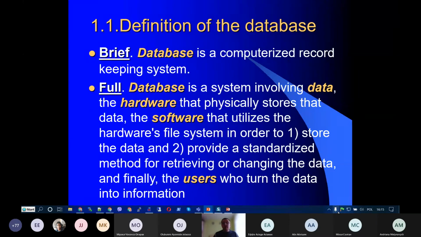Lots of various definitions you can find in different textbooks, documents and so on. Here is just a pair, which is also relatively simple and old. In brief, we can see a database as a computerized record-keeping system, and in more detail, it's a system which involves data, hardware that physically stores data, and software that utilizes the hardware file system in order to store data and provide a standardized method for retrieval or changing the data, and finally users who turn data into information.